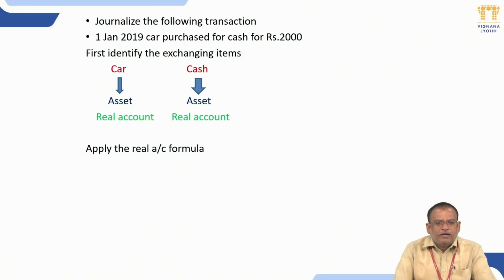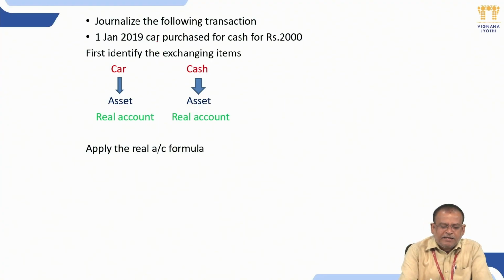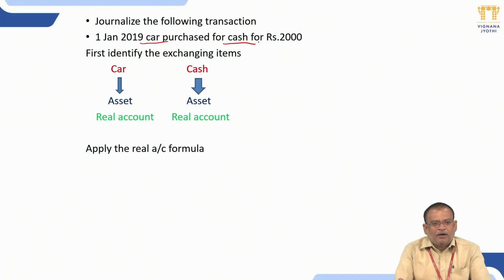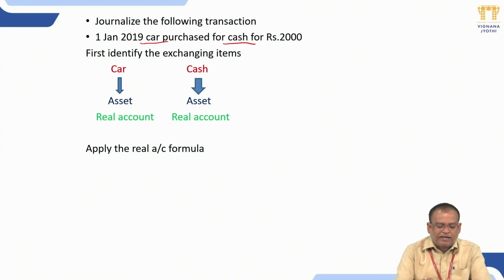First you need to identify the exchanging items. Here the exchanging items are car and cash. Car comes under asset, meaning its benefit extends more than 1 year, and there is a chance to generate revenue from that asset. Car comes under asset, and cash also comes under assets. So all assets come under a real account.